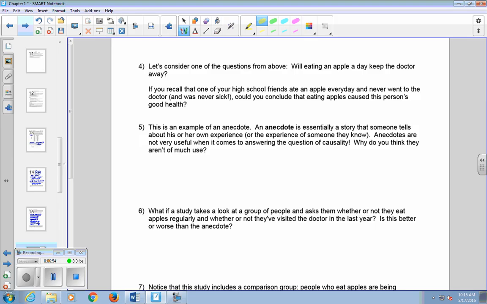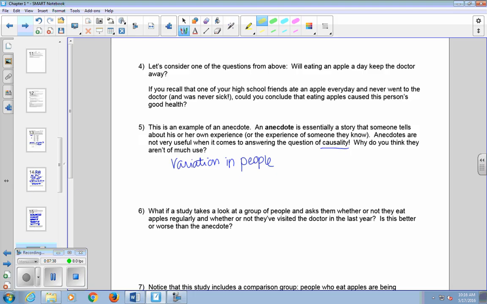And people are always willing to share their anecdotes. So we have to listen to them with caution. Anecdotes are not very useful for answering a question of causality. And why is that? Probably because there's so much variation in people, we wouldn't know specifically if it was the apple that caused the person to be in good health or something else. They might have just have good genes, or maybe they exercise a lot.